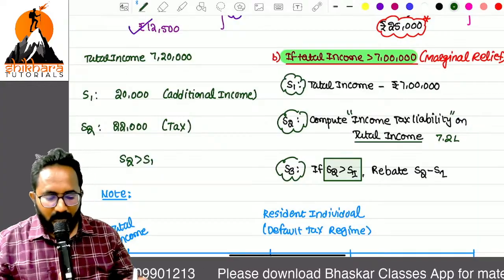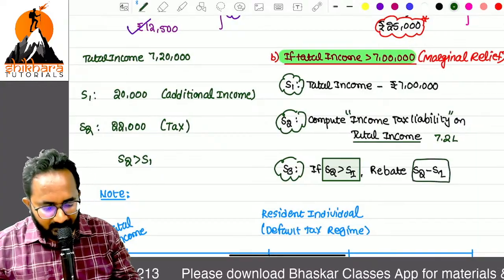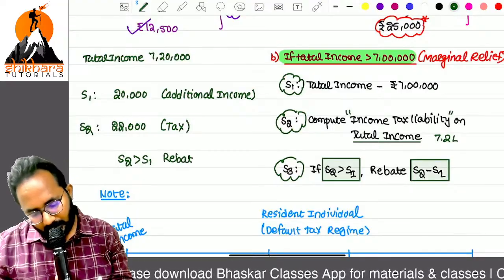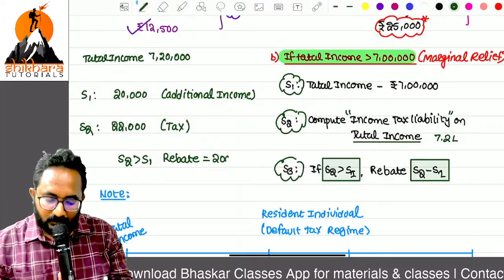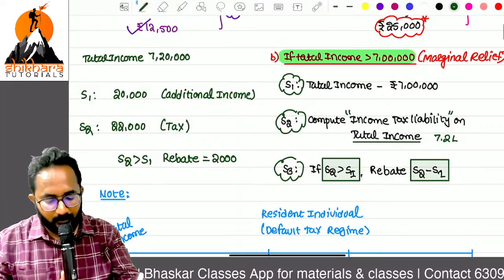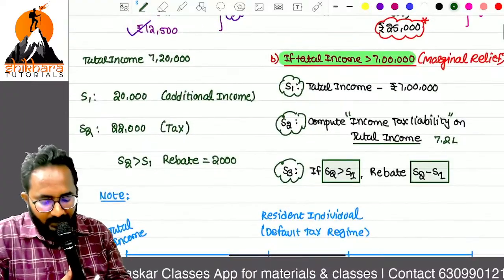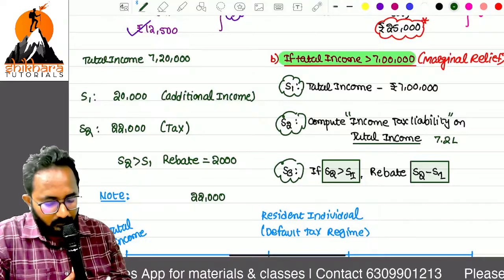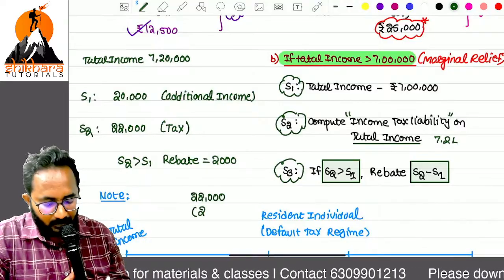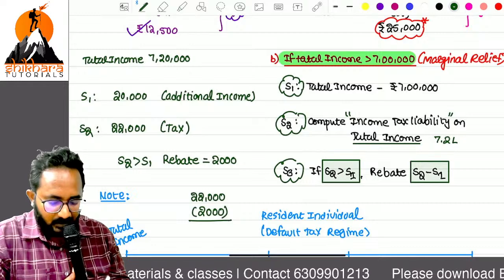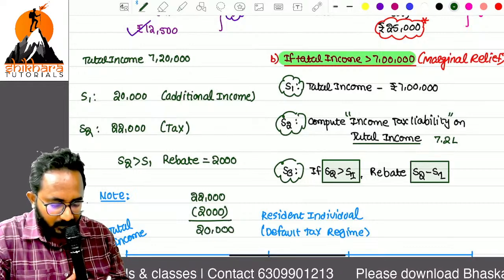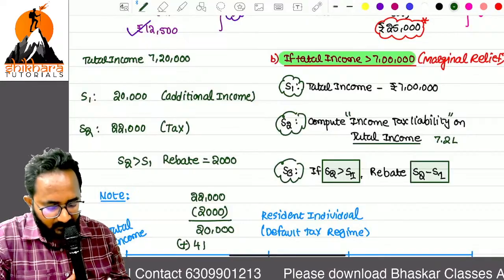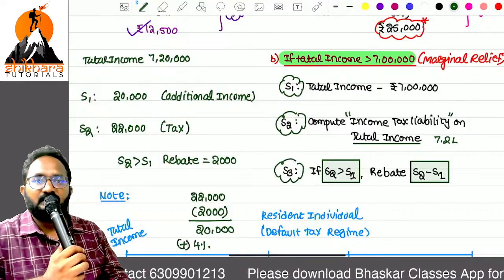So that's why rebate will be step 2 minus step 1. Can you calculate the rebate here? Now the rebate will be 2,000. Finally, yes, they are asking 22,000, but the rebate is 2,000. Finally, you have to pay your additional income totally to them. Plus, for this, you have to add the last step in tax computation, which is health and education cess.